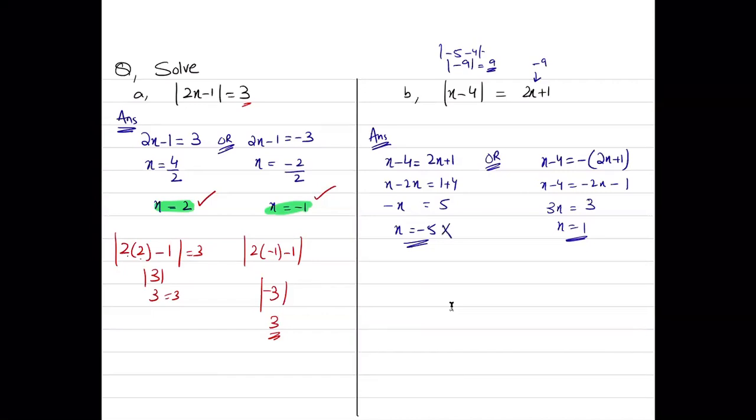Okay, now let's plug in 1. 1 minus 4 is -3, and mod of -3 is 3. When you plug in 1 on the right-hand side, that's also going to give you 3. So this answer is acceptable. So we are going to say that both are solutions. Makes sense? Yes, sir. Okay.